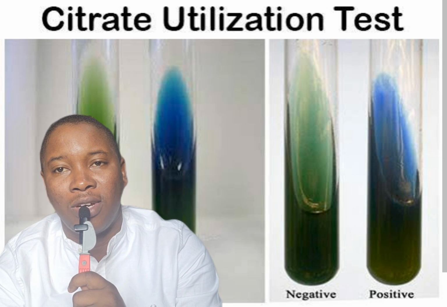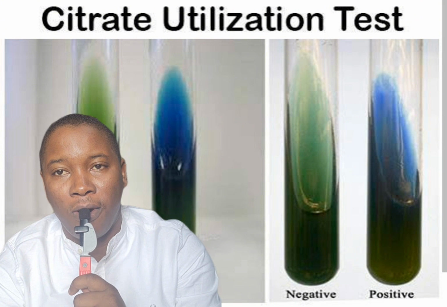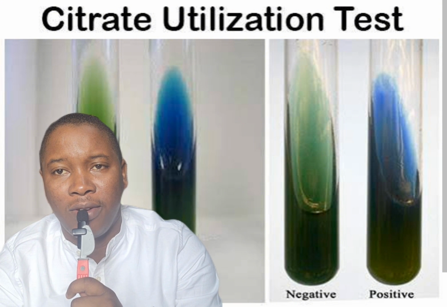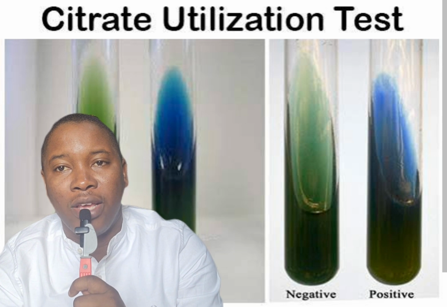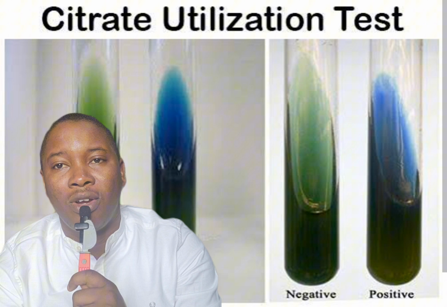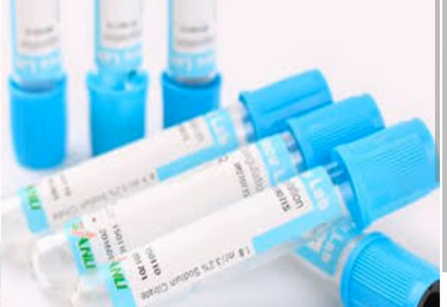Now, in the citrate test, you are testing for two things, or perhaps three. One, you're testing for the ability of the bacteria to use citrate as its carbon source, so the bacteria can break down citrate and use it as a source of energy. Second, you're testing for the presence of an enzyme. The enzyme is called citrate permease. Citrate permease is present in bacteria that are able to make use of citrate as their source of carbon.